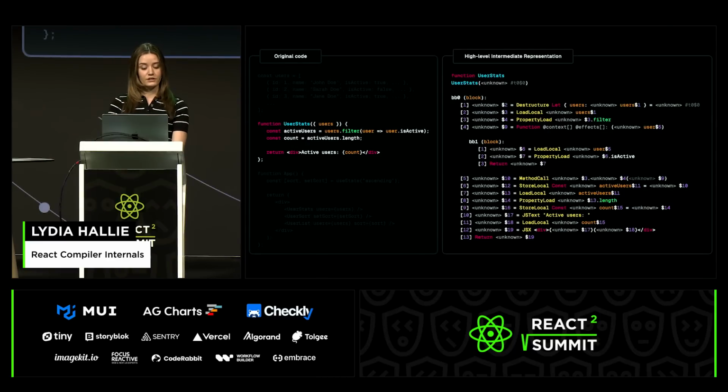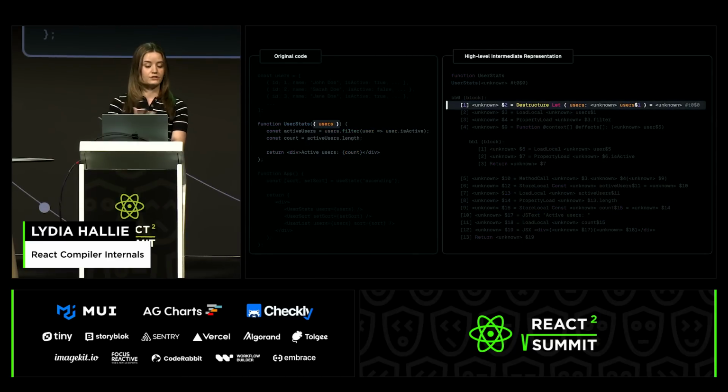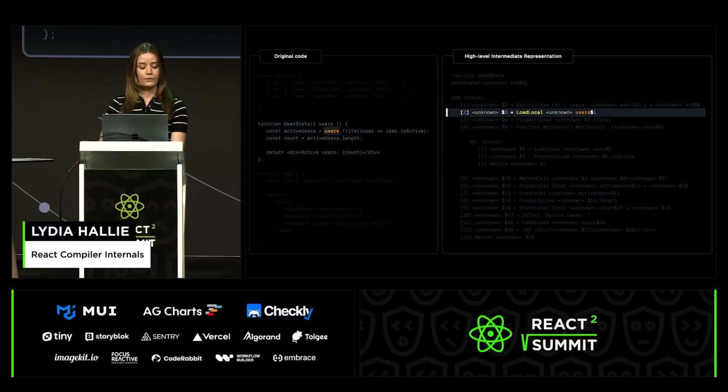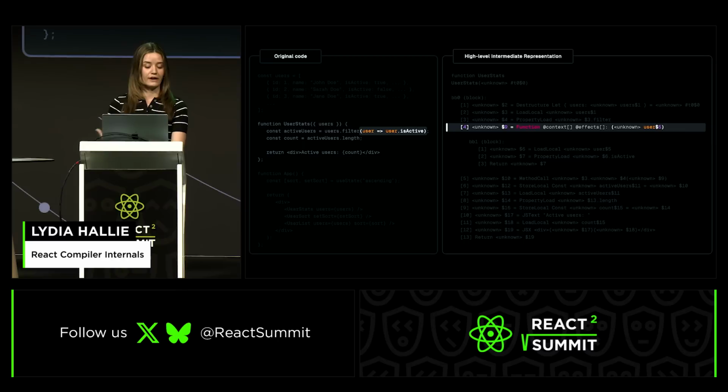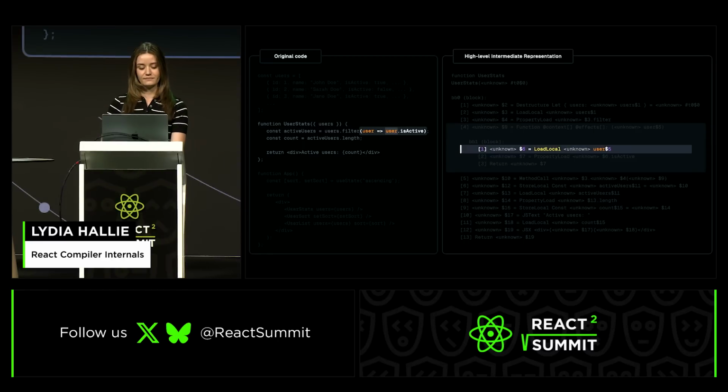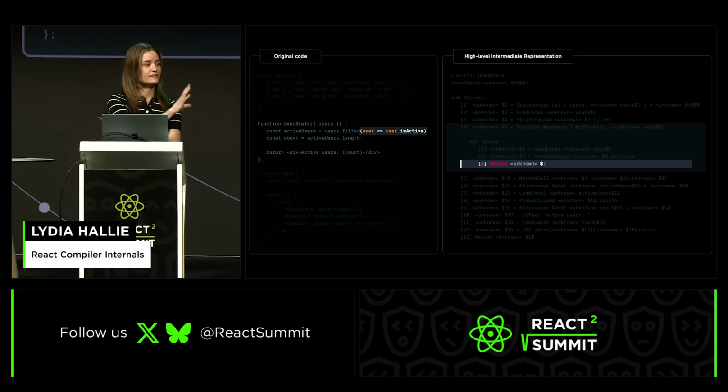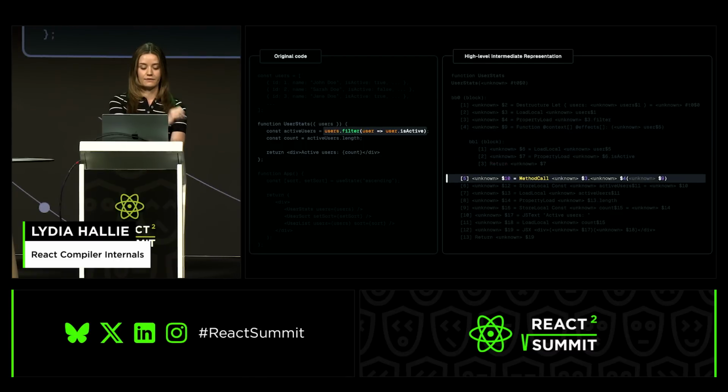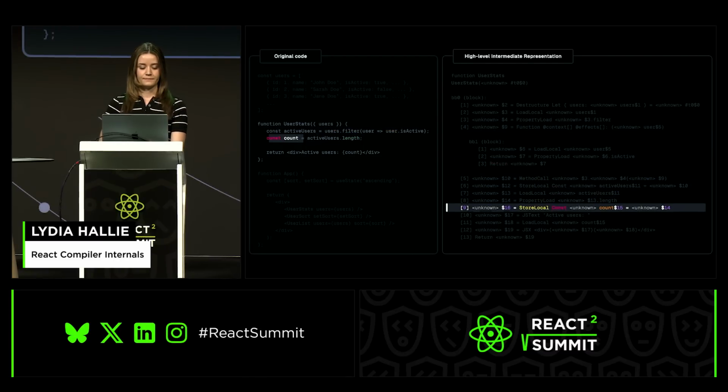So when we look at our function component, the compiler sees that we first destructure the user parameter, we then load this user's variable from memory, we access the filter method, create the filter callback function. Then within the callback function, we load the parameter. You get the point. Like, it sees it on a very granular, atomic level.